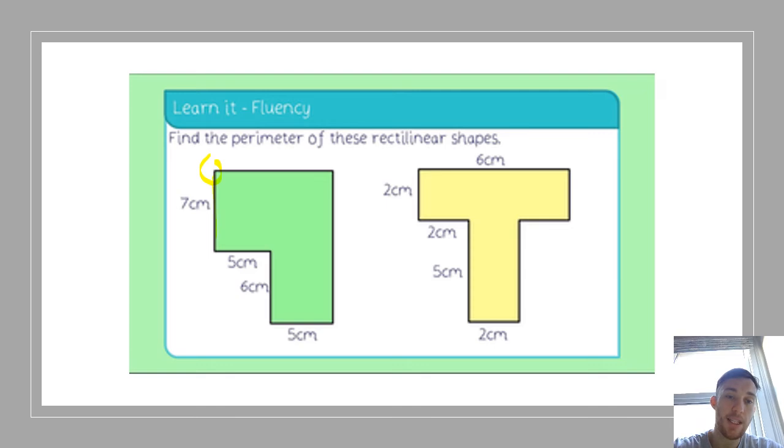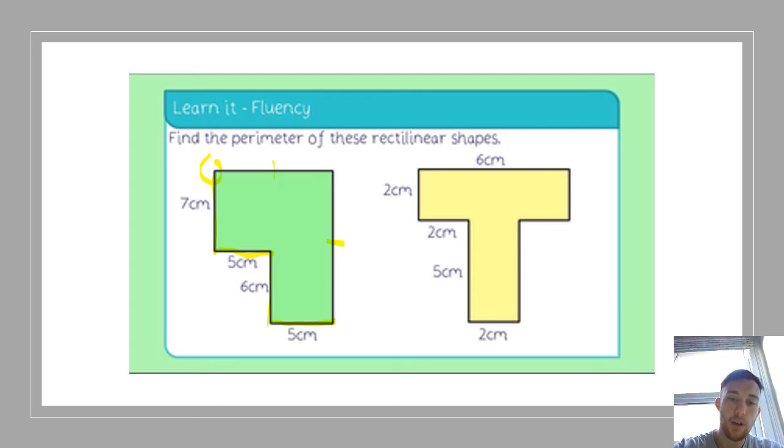So I can see here this is 7 centimeters, this is 5 centimeters, 6 centimeters, 5 centimeters, and I've got a missing side and a missing side. Okay, so it's going to be really important now to use our knowledge of parallel lines. So parallel lines are lines that never meet. Because if we can find other parallel lines to the missing side, we can total those up so that we can work out that missing edge.